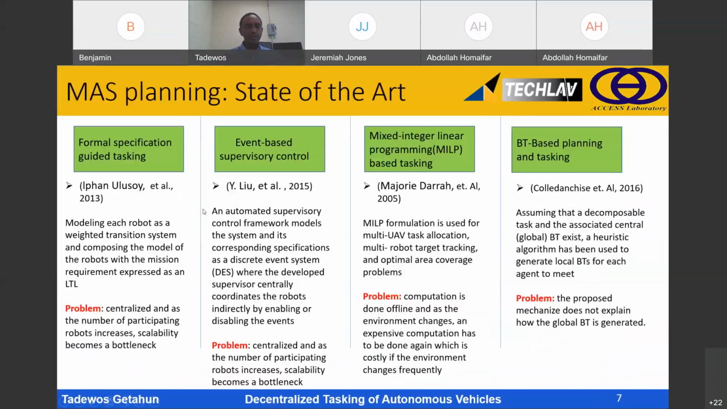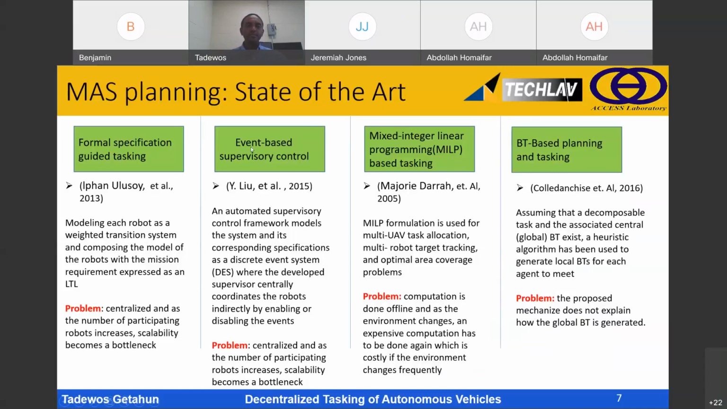Now some of the papers on multi-agent systems. Here we have formal specification guided tasking. In this paper, they try to model each agent using a weighted transition system, and the teaming property or behavior is captured by performing composition, or multiplication, of each weighted transition system. However, this is not scalable because the system is centralized, plus performing composition at a large scale is too expensive.